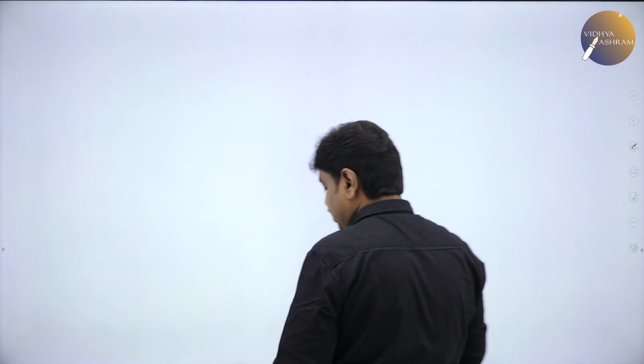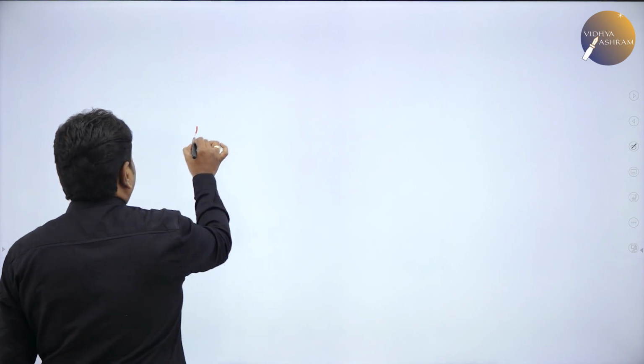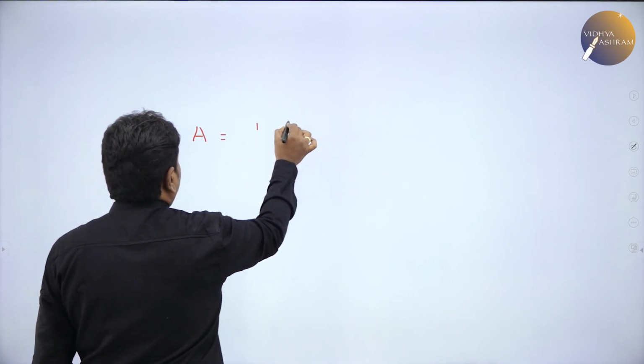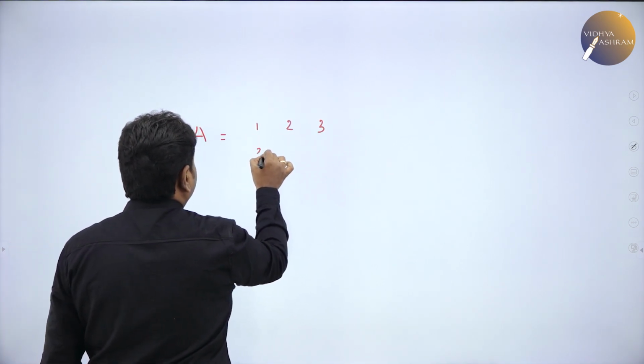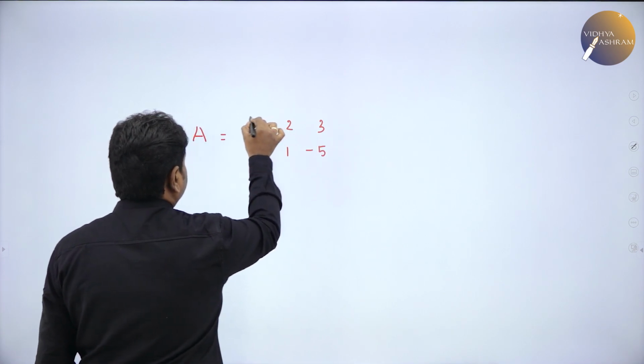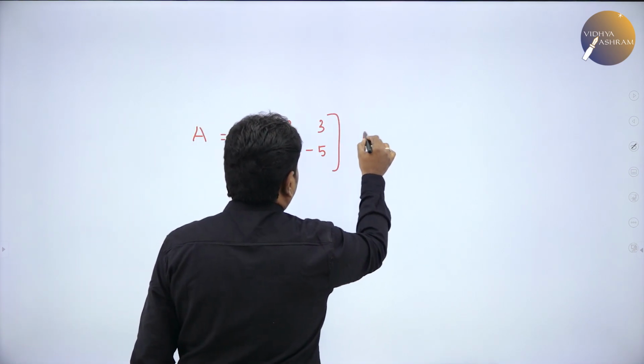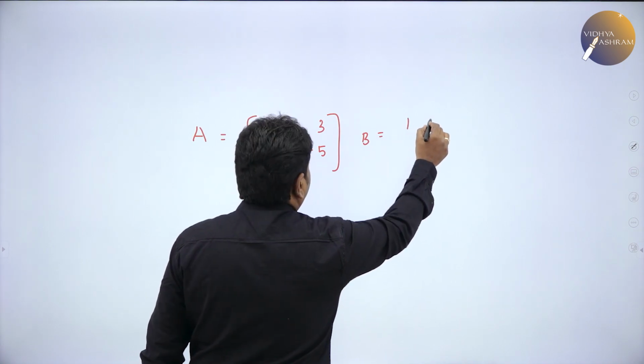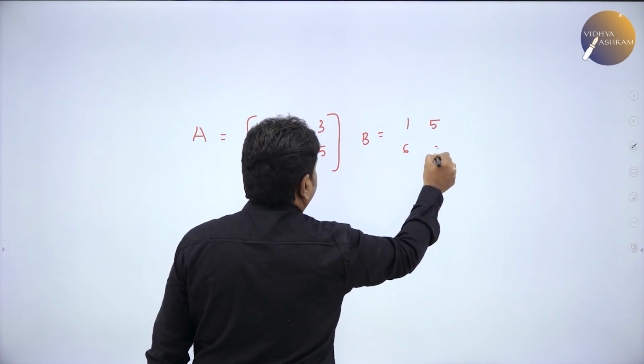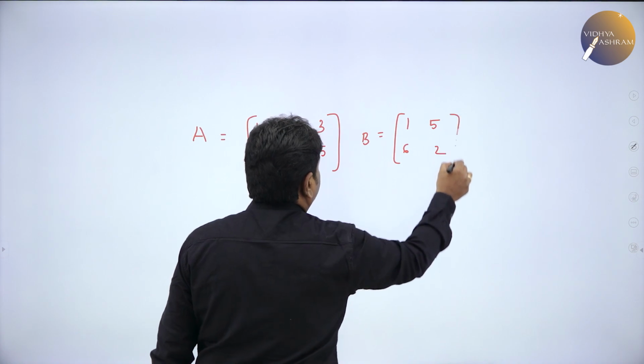Let us multiply two matrices. Say I'll take A is equal to 1 2 3, a simple matrix, 3 1 minus 5. And I'll take B is equal to 1 5 6 2. First we'll see whether we can multiply.